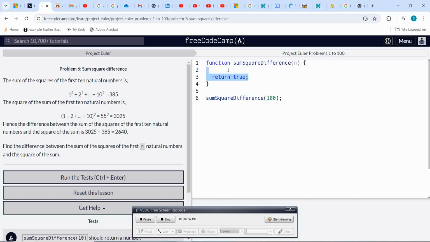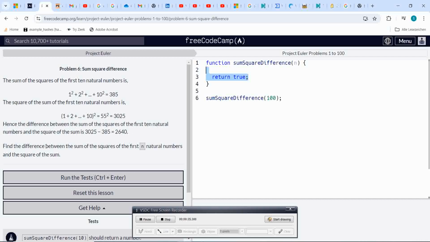Easy one. Let's jump right into it. The sum of the squares of the first 10 natural numbers is 1 squared, 2 squared, and so on. The square of the sum of the first 10 natural numbers is (1 plus 2 plus ... plus 10) squared, 55 squared, and so on and so forth. Hence, the difference between the sum of the squares of the first 10 natural numbers and the square of the sum is 3025 minus 385, which equals 2640.